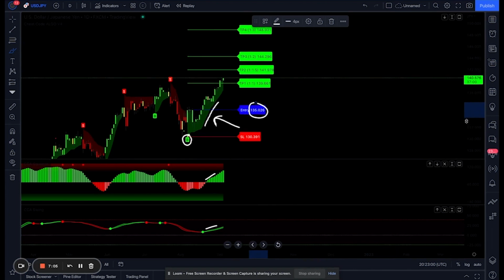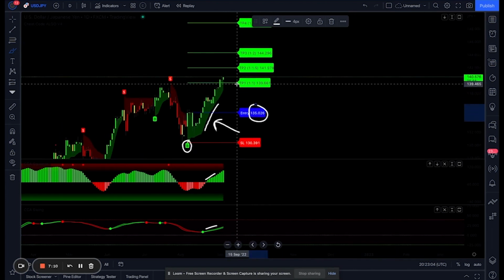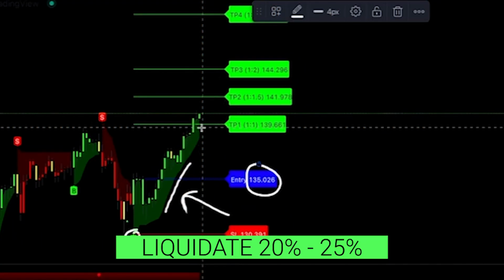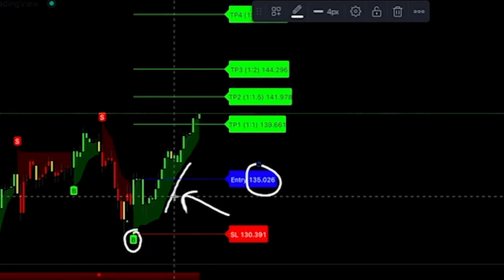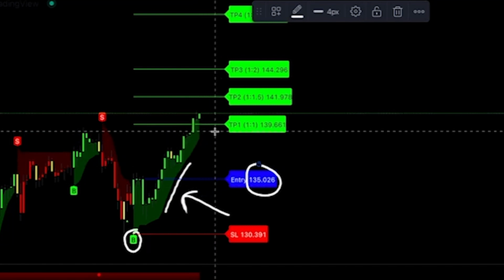So what we're gonna do is, once we've entered into the trade at 135, we've ridden it all the way up to 139.6, we're gonna go ahead and liquidate about 25% of our trade, 20 to 25%, depending on your risk tolerance, right? So now that we're here, let's just say we had $10,000 in this trade, and now we've ridden it up to TP1, and we're trading on leverage. So let's just say, for even round numbers, we've gone from $10,000 to 20 grand, right? So we're in for $20,000 in this trade, right?